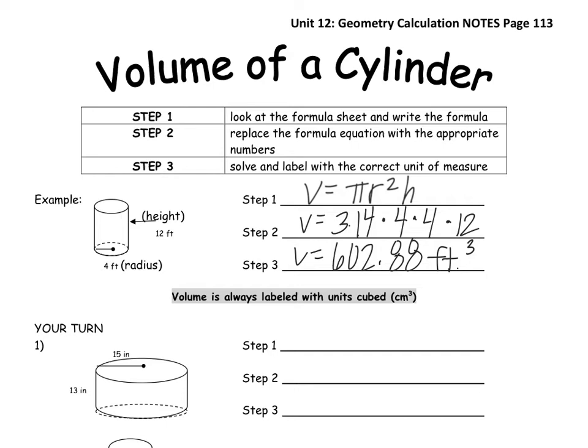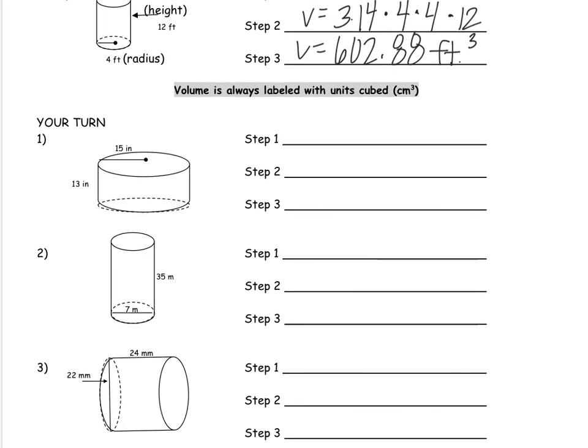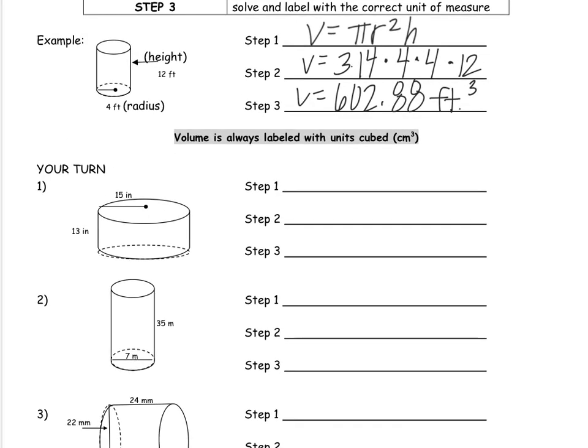So with volume, remember we cube the unit. Volume of a cylinder would be like how much soup is in a soup can, or how much soda is in a soda can. Alright, let's try a few more.